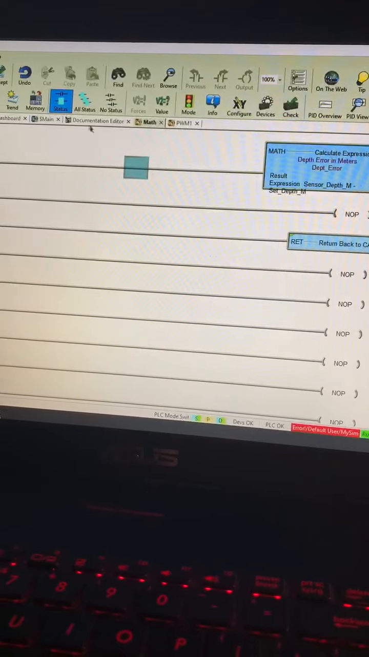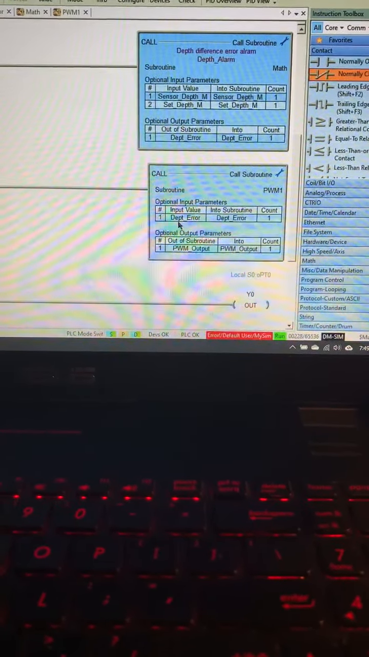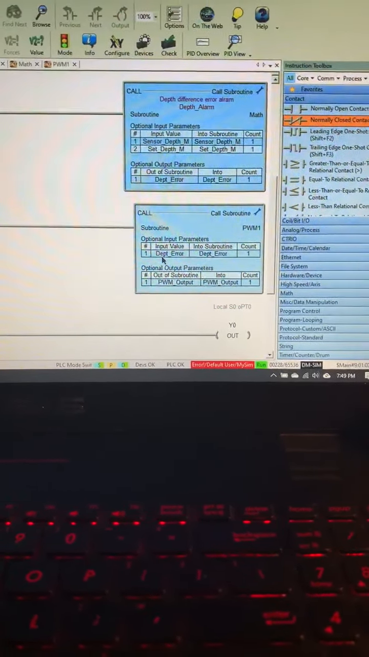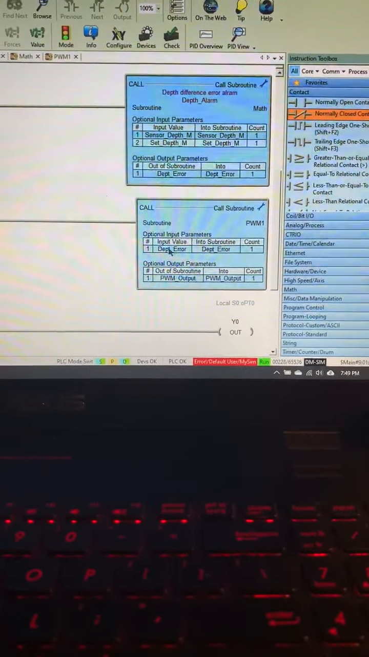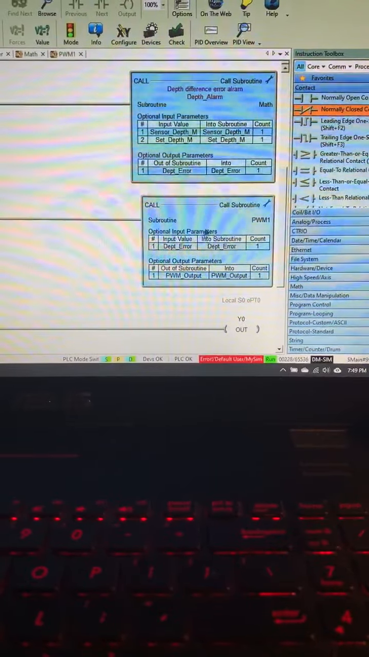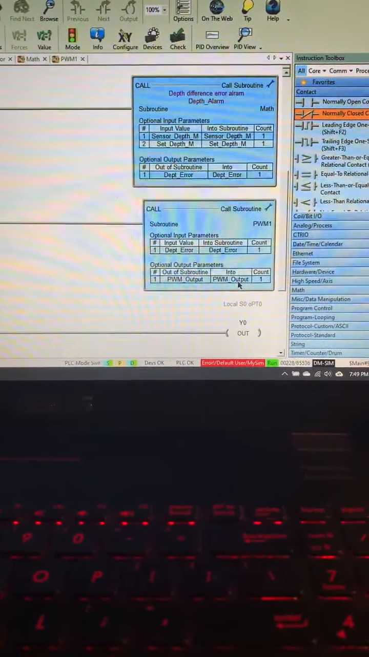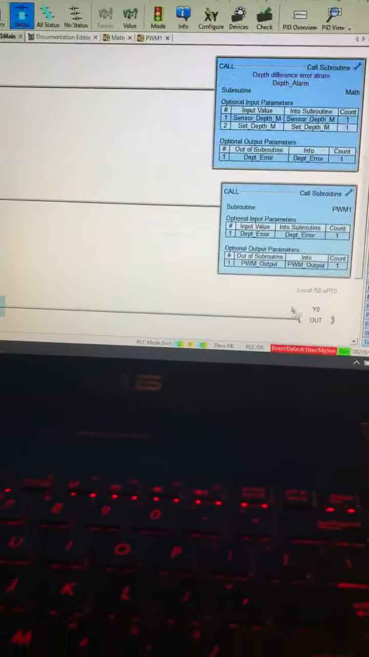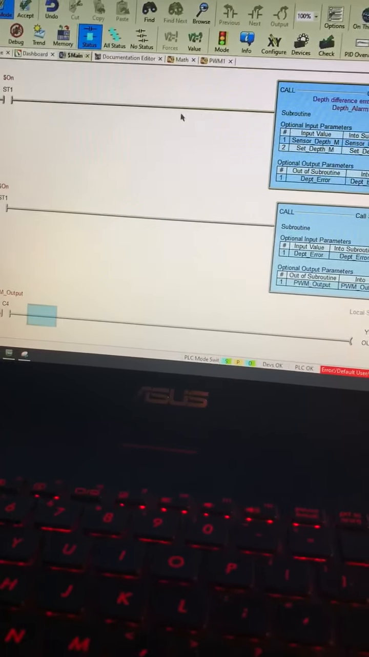If we go back to our main program, it comes back to this, which we then use again here. D4 is actually used on the HMI to output what the error is. And then this here takes that error and calls the next subroutine, which is the pulse width, and puts the pulse width modulation here, and it is used on this rung here. And Y0 is our servo motor.